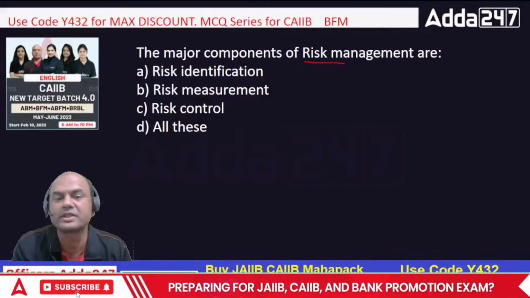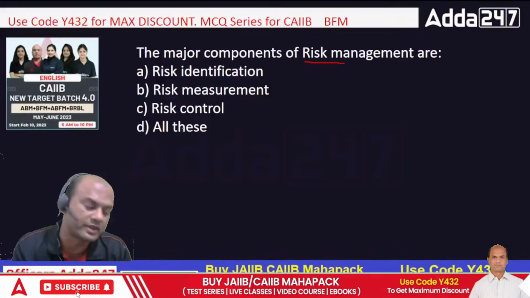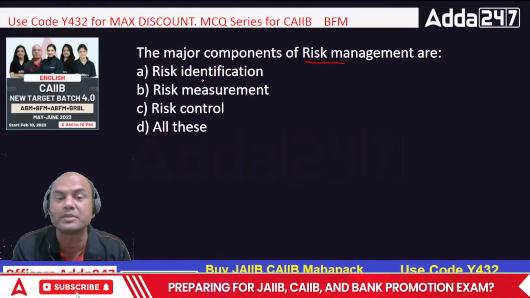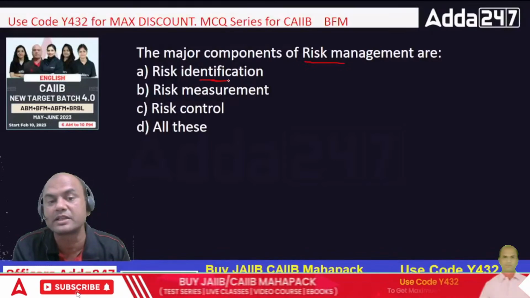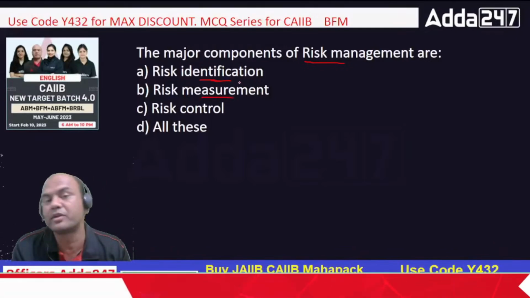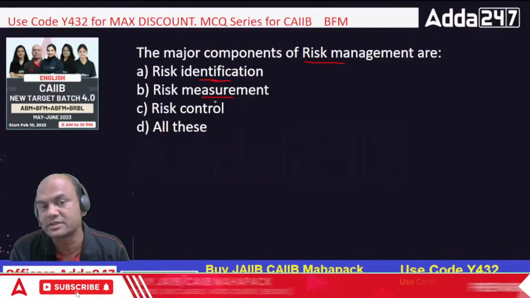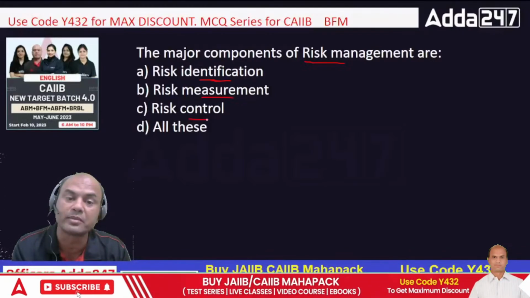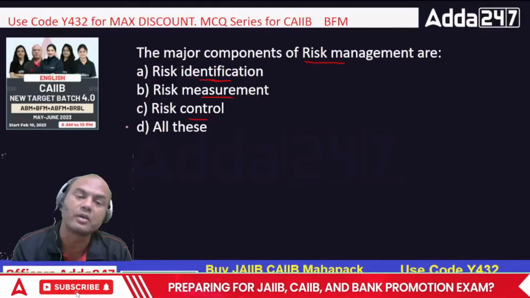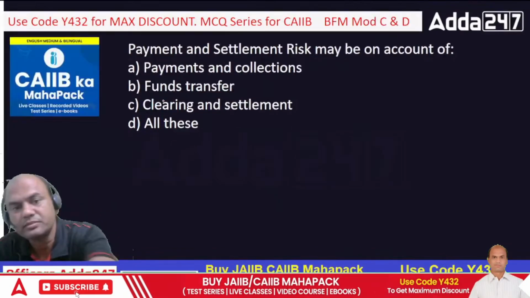The major components of risk management are risk identification, measurement, control, all of these. So what are these options? Identification means I must be able to identify whether there's any risk or not. I must be able to measure. It should be countable. That is important. Here in finance, everything should be countable. Otherwise, it's not finance. Risk control. Control should be the main part. I should be able to control it. Only then it's of any use, isn't it? So the option is correct. D. All of these.